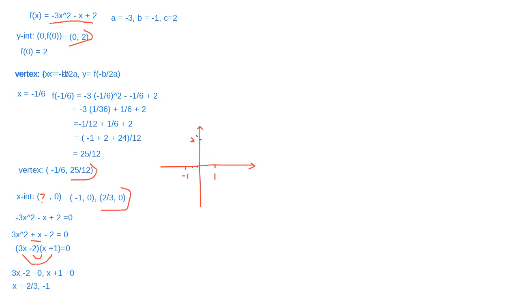Then I have 2 x-intercepts. I have negative 1, 0, which is this point. And 2/3, 0. 2/3 is somewhere here, splitting 0 to 1 into 3 parts. So my graph looks like this. It's a downward parabola. It goes through this y-intercept and through this x-intercept. And this is not that sharp; the vertex is roundish. Something like this.